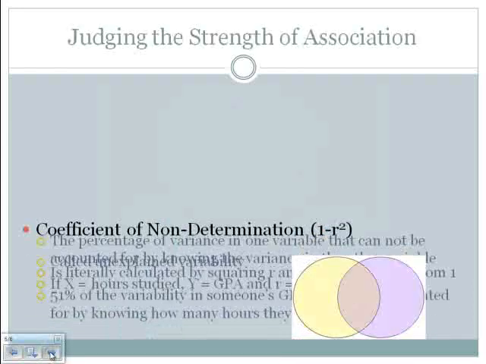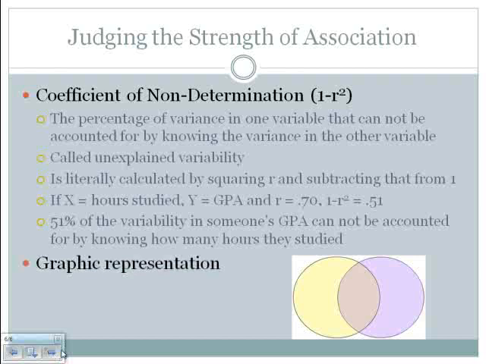Okay, lastly, we're going to talk about something called the coefficient of non-determination. This is the percentage of variance in one variable that cannot be accounted for by knowing the variance in the other variable. So again, I'm going to jump down here to the graphic display. This will be our X, this will be our Y. This is called the unexplained variability. We're going to make this, again, in terms of our Y variable.